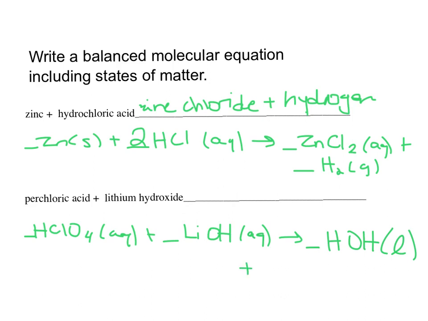And then our other compound is going to be lithium perchlorate. Lithium's +1, perchlorate is -1, so we're going to have one of each of them. Balance and we'll finish out our word equation. Oh, I got one of everything. So finish it out by saying we're going to get water and lithium perchlorate.